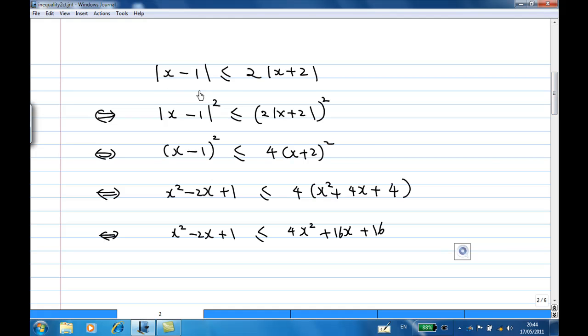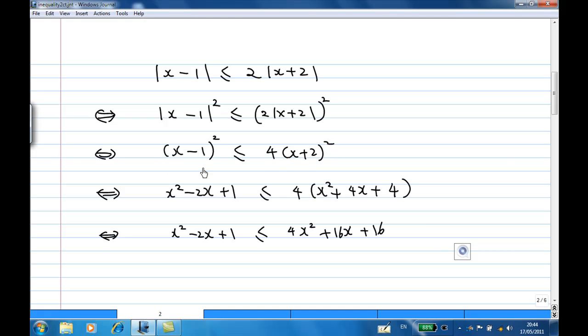Absolute value of x minus 1 is less than or equal to 2 times absolute value of x plus 2. When you square both sides, the inequality will still remain. However, when you square them, you remove the absolute value. So it just becomes x minus 1 squared less than or equal to 4 times x plus 2 squared.